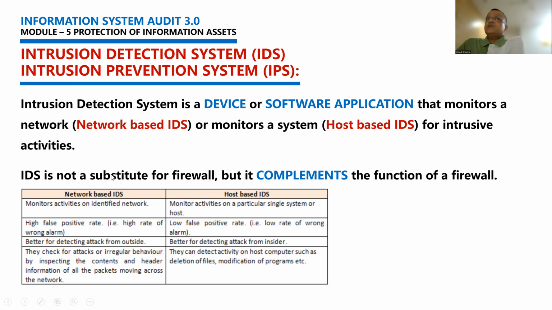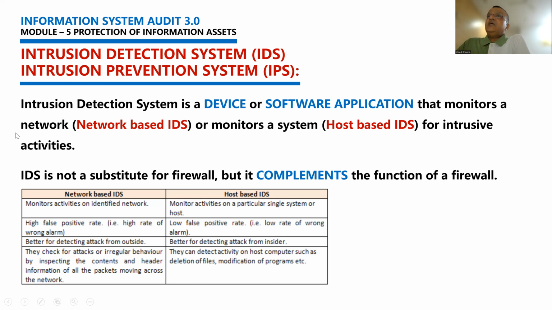An intrusion detection system is not a substitute for a firewall, but it complements the function of a firewall. And it's important. In my second lecture, I have talked about the types of firewall. Firewalls are basically software as well as hardware which are implemented in such a way that any person who wants to enter the network or the system has to pass through that gateway.